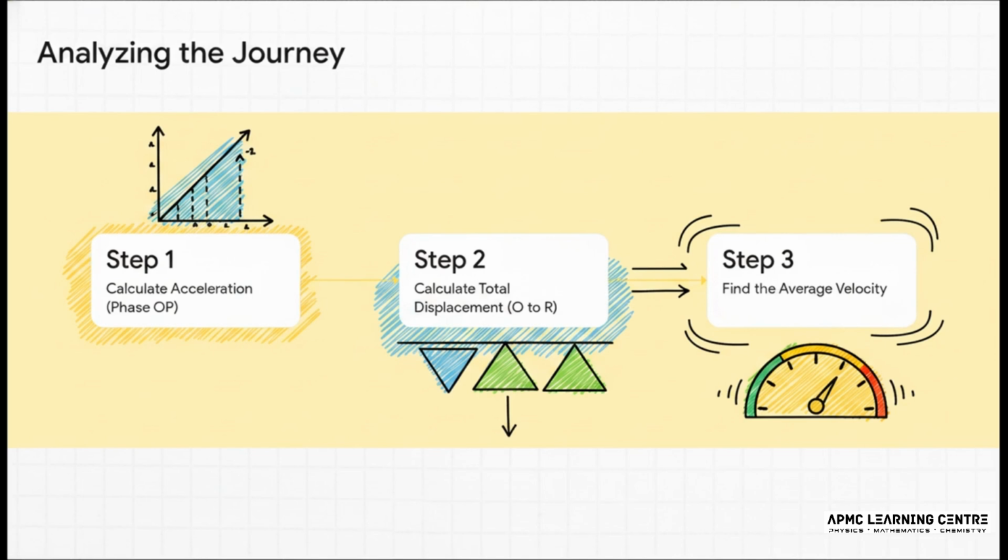And now, using just our two rules, we can figure out pretty much everything we need to know. Here's what we're going to do. First, we'll calculate the acceleration from the slope. Second, we'll find the total displacement by adding up the area under each of those three sections. And third, we'll use that information to find the average velocity for the entire journey.